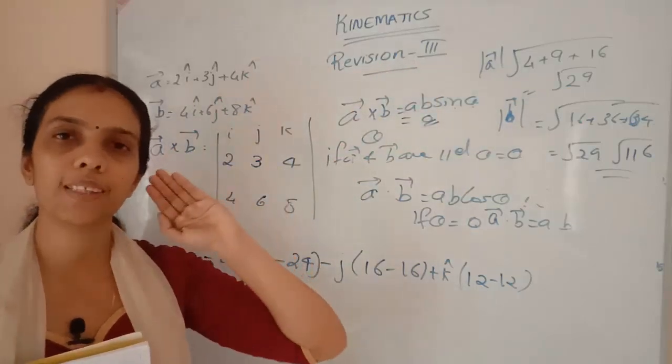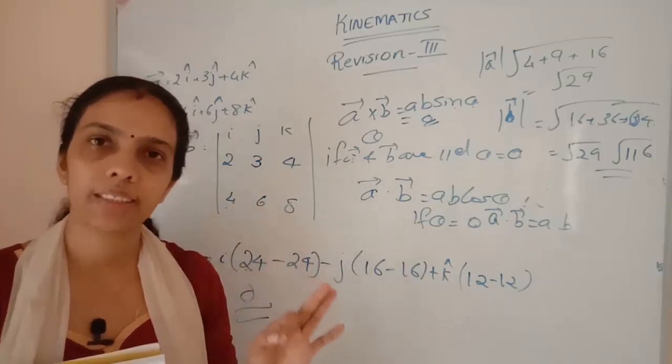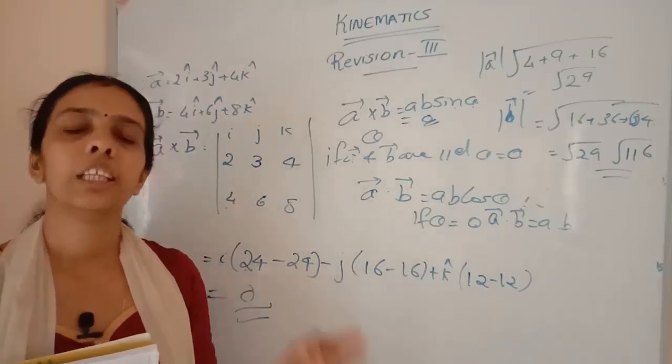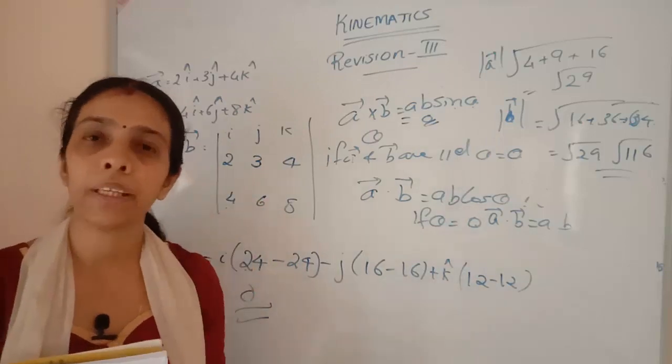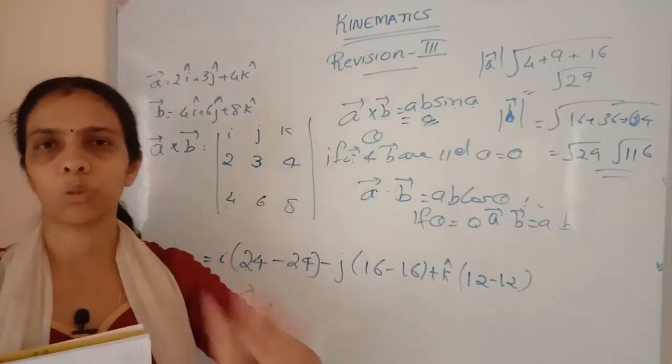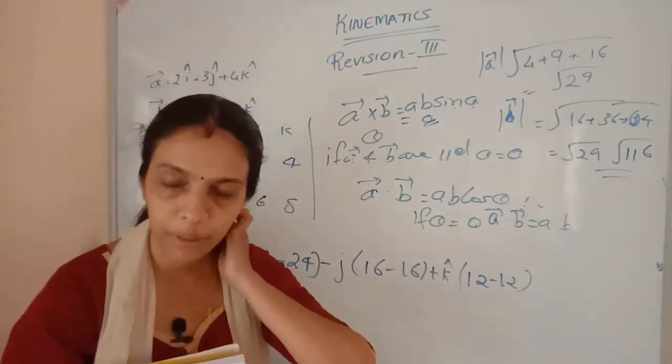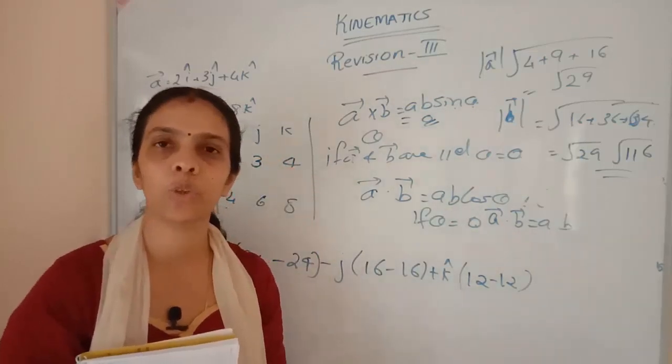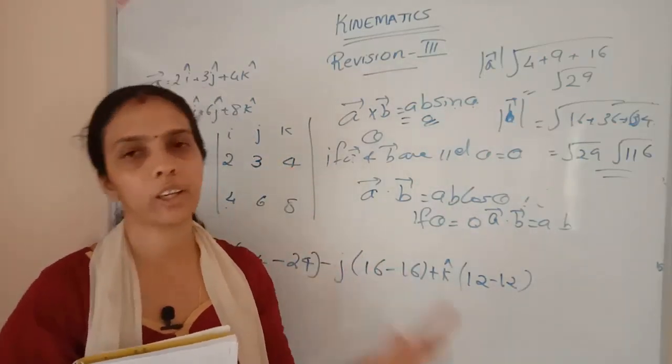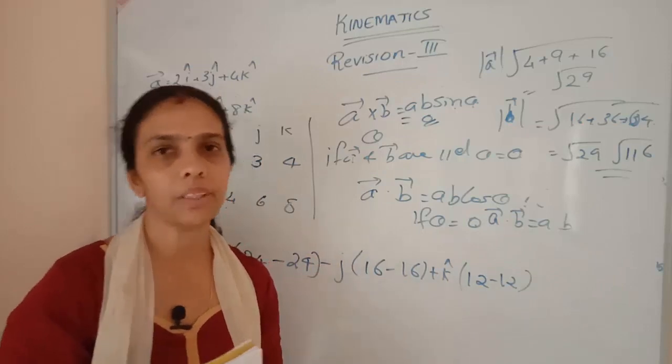If A cross B is equal to 0, the given vectors are parallel. If the given vectors are perpendicular, A dot B will be equal to 0. If they are perpendicular vectors, A dot B equals 0. If they are parallel vectors, A cross B equals 0. In that way you can choose.